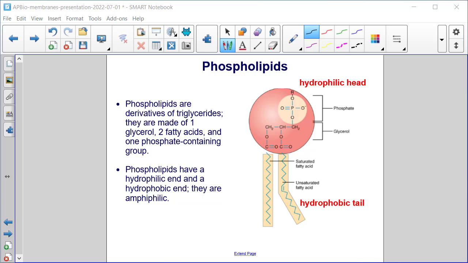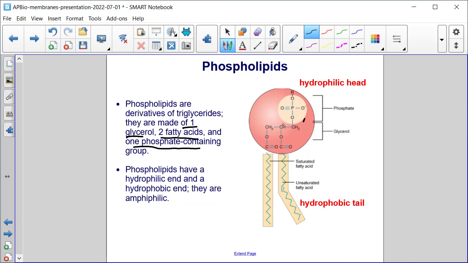Phospholipids. So these are the individual phospholipids that make up the bilayer of the membrane. Here's what they look like. Phospholipids are derivatives of triglycerides. They are made of one glycerol, two fatty acids, and one phosphate-containing group. So if you look at the image to the right, you can see one glycerol, that's this portion here, two fatty acids, and one phosphate-containing group here.